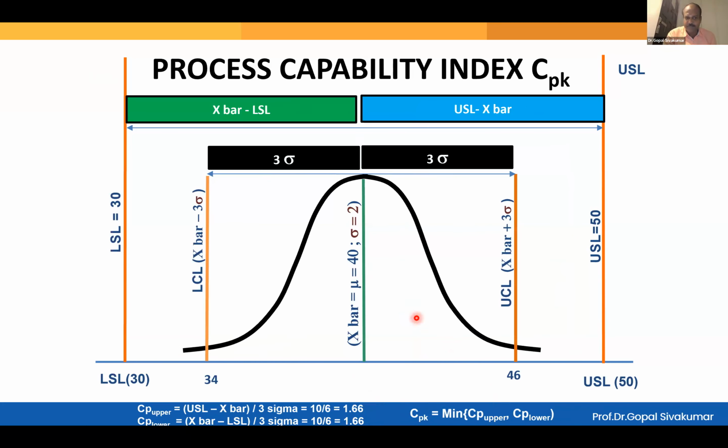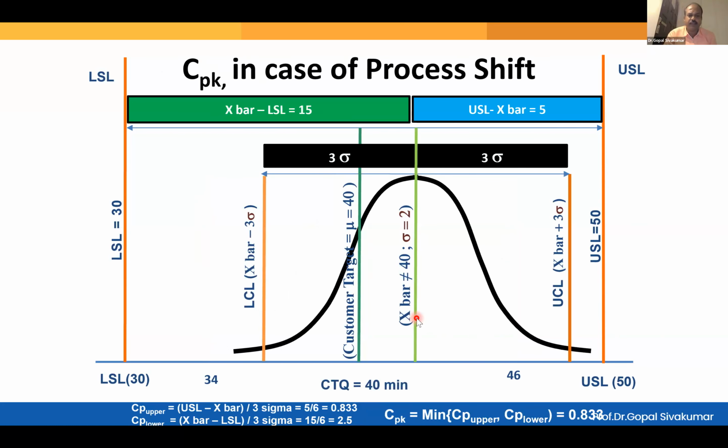Earlier, there is no shift there. Now, what is the answer? What is the value for CP? 1.66. What is the value for CPK? That is also 1.66. But when the process is shifted, what will be the value of CP? Still 1.66. But your process is not capable.